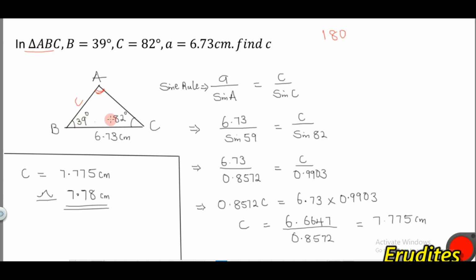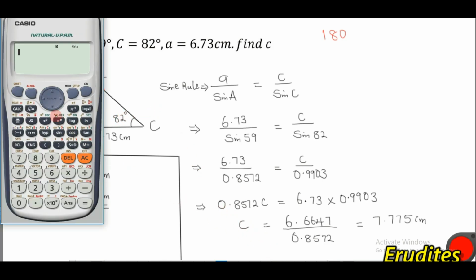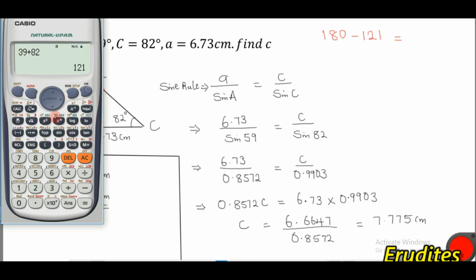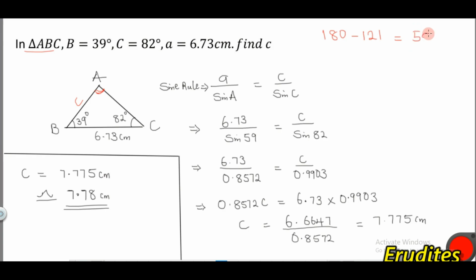So since we have 39 and 82, what I will do is to add them together. So 39 plus 82 will give me what? I'll bring in my calculator and punch that. 39 plus 82 is equal to 121. So this will be equal to 180 minus 121, and that will be equal to what? 180 minus 121 is equal to 59. So my angle A is equal to 59.